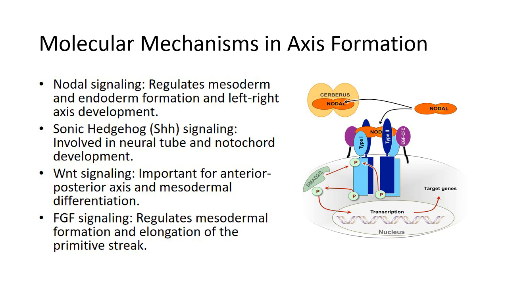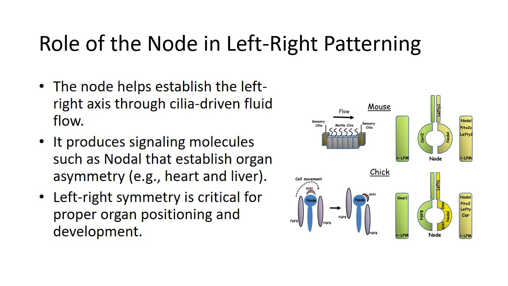E. FGF, fibroblast growth factor signaling. FGF signaling regulates mesodermal and ectodermal development. It is involved in the elongation of the primitive streak and regulates neural differentiation in the ectoderm. FGF also promotes cell migration and helps pattern the anterior-posterior axis.